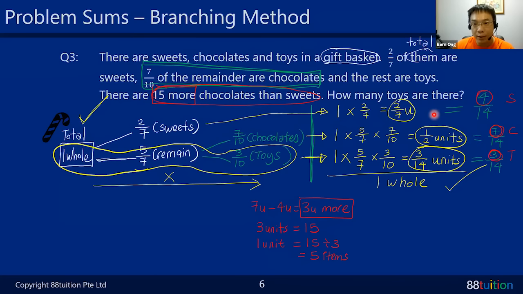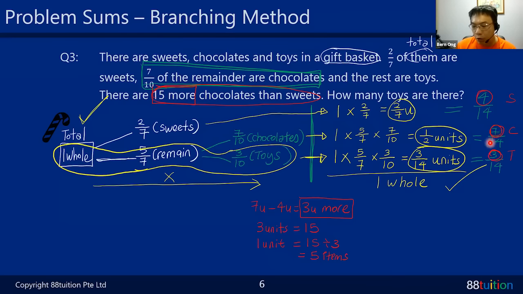From 2 over 7, I purposely changed the what? The denominator to a 14. So times 2 for the denominator, my numerator has to times 2. Okay, so 4 over 14 will be your sweets. What does 4 over 14 mean? It means 4 out of your 14 total units are your sweets.